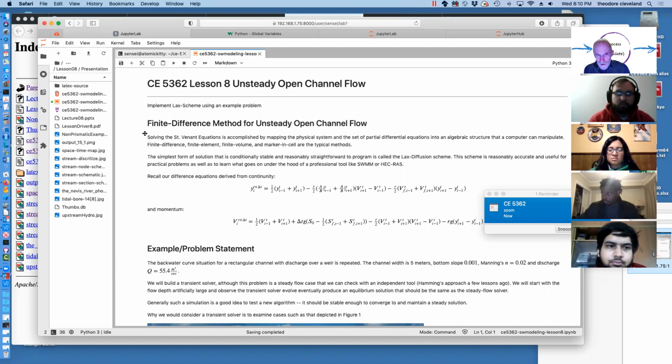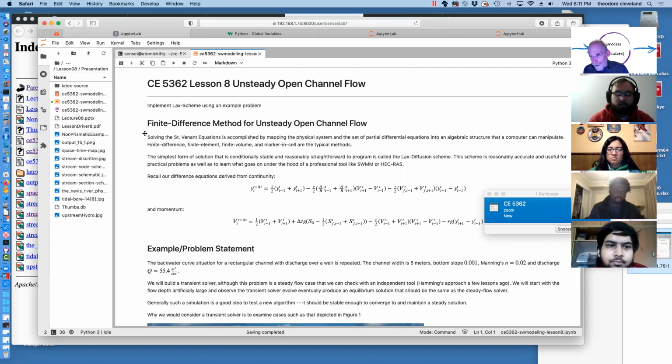So we solve the equations by mapping the physical system and the partial differential equations. And I've read this to you before. And we're using a finite difference scheme called the Lax diffusion scheme. And it's called Lax because that's the name of the first author that made the various spatial and temporal averaging decisions and got it to function. And it's called diffusion because we've actually created difference equations that have an artificial viscosity, if you will, artificial diffusion term, which helps keep them stable. It comes at a price.